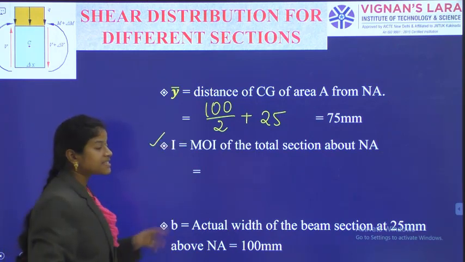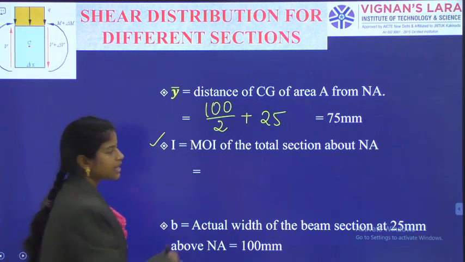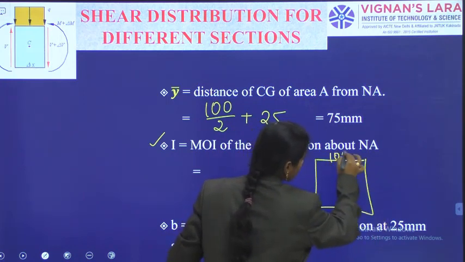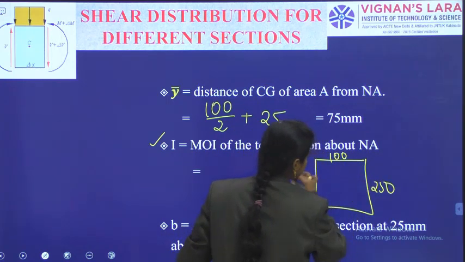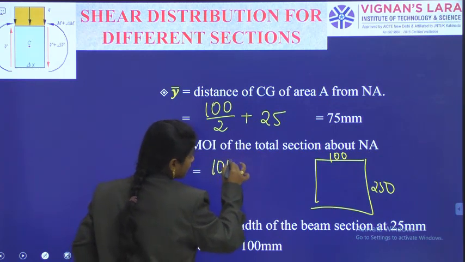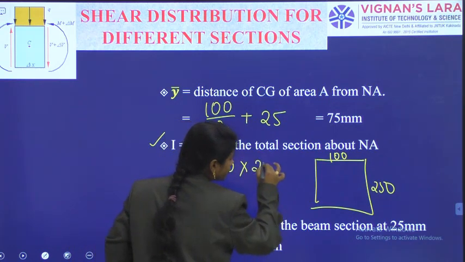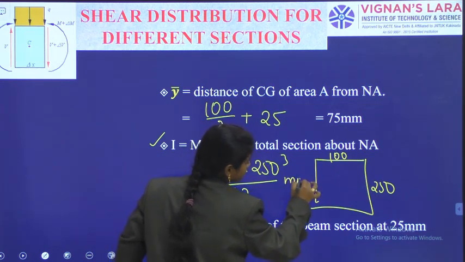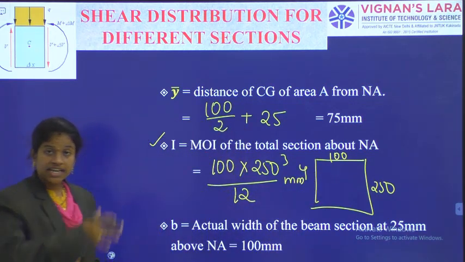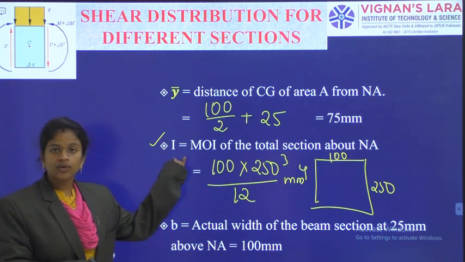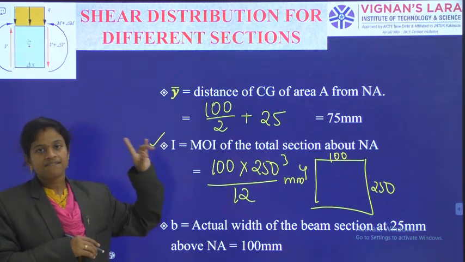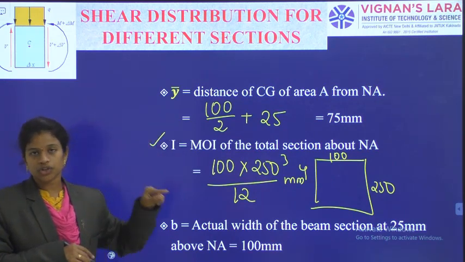And capital I is the moment of inertia of the whole section, which is 100 by 250. So B will be 100 and depth will be 250. BD cube by 12. In this way, we calculate the moment of inertia of the whole section. Only here, I is considered for the whole section, A is for the portion above, and Y bar is from the shaded portion to the neutral axis.